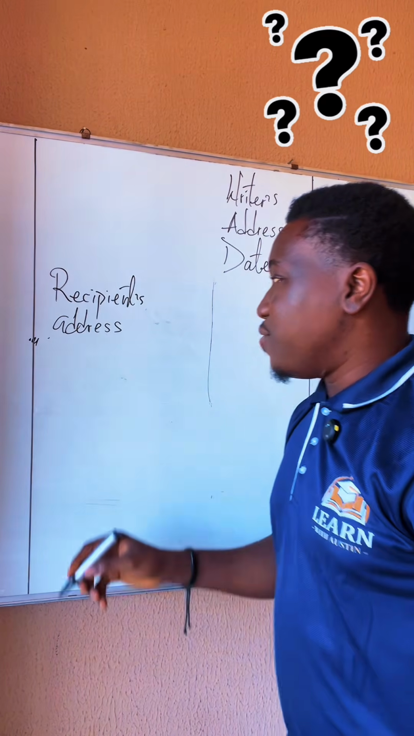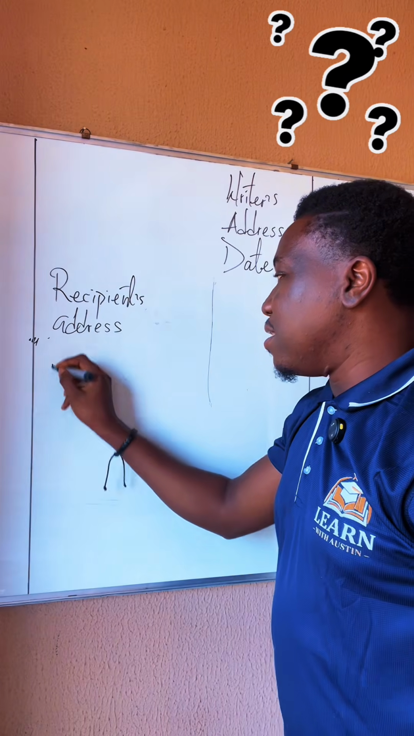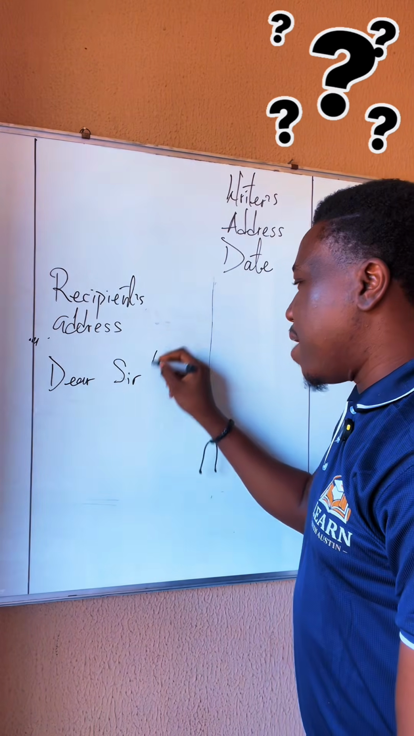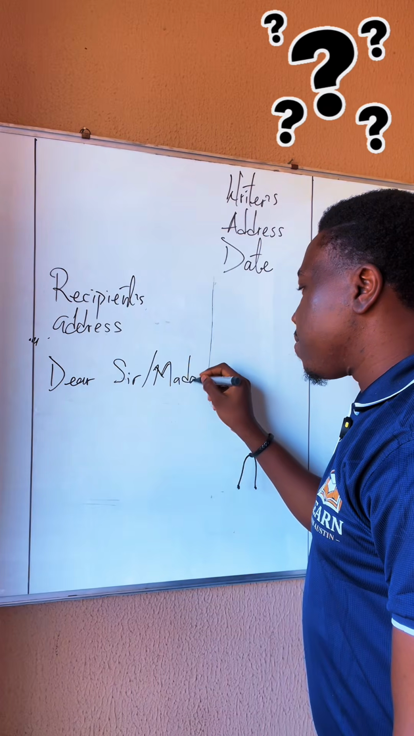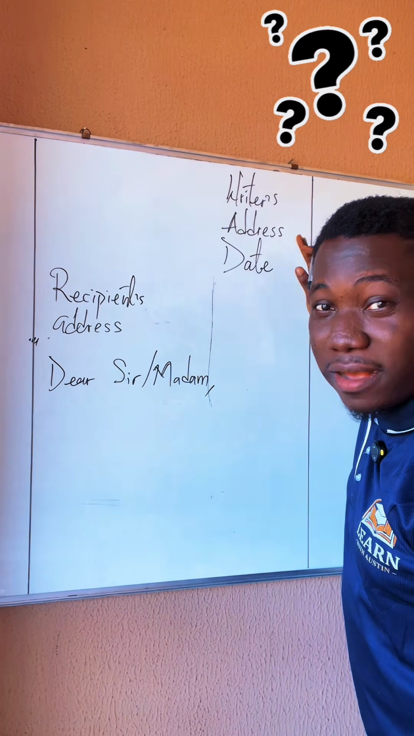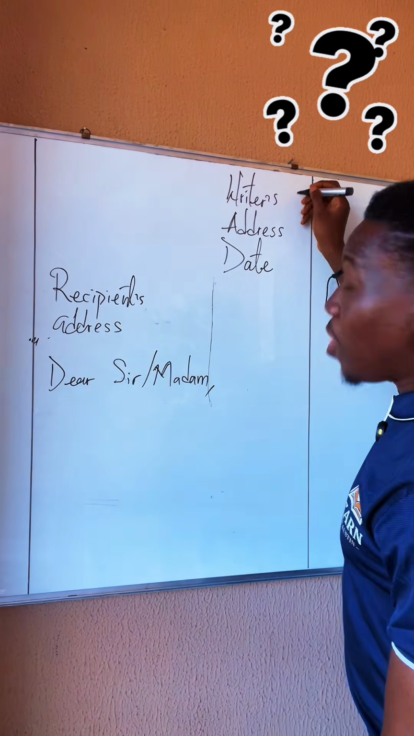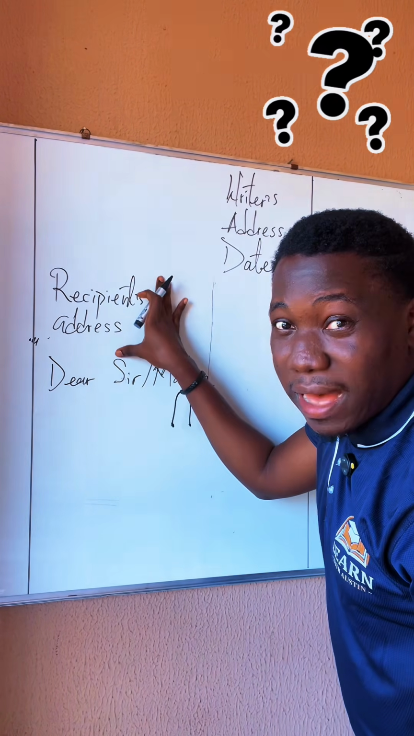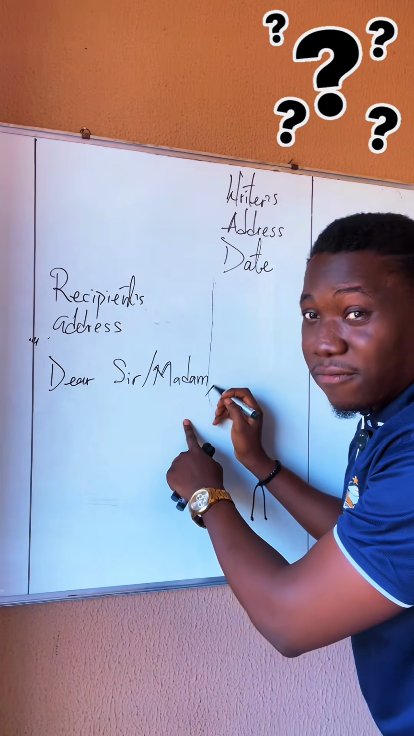After the recipient's address, you have the salutation. Dear sir, that's for a man. Or dear madam for a woman. Dear sir or madam, comma. Do not forget to correctly use your punctuation marks. In the address section, use your comma until you get to the end of the address, and then you have a full stop. The same with the recipient's address. And here you can have your comma.